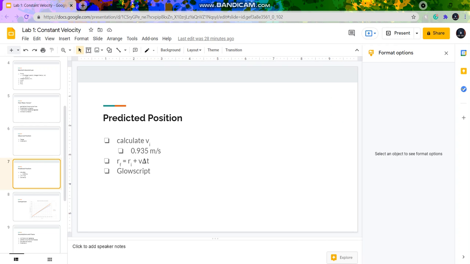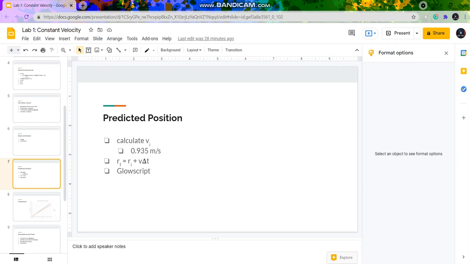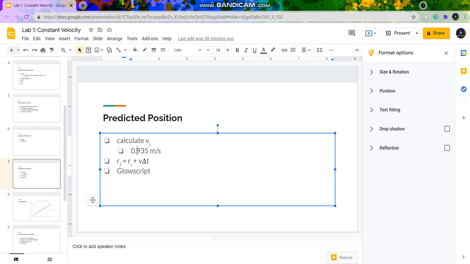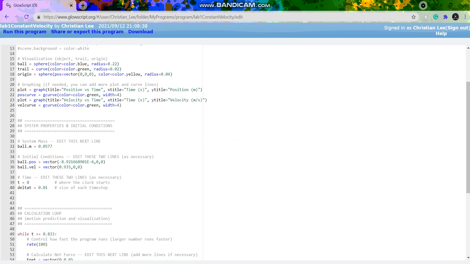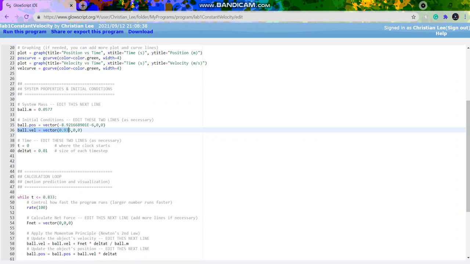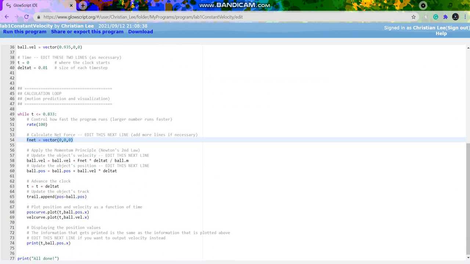Now, to predict the position of the ball, we must first calculate initial velocity. This can be done by taking the first two data points here in Tracker and dividing the change in position by the change in time. This results in a velocity of 0.935 meters per second. We can use this velocity in our position update formula here, and let's look at that in GlowScript. Alright, so we can see here that the ball's velocity is 0.935 in the positive x direction. Meanwhile, the net force on the object is 0. Now, here's our position update formula, and let's look at this in action.